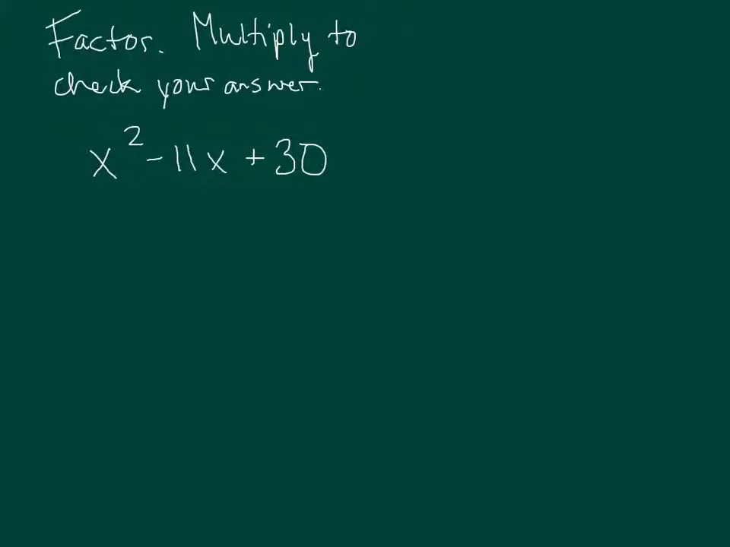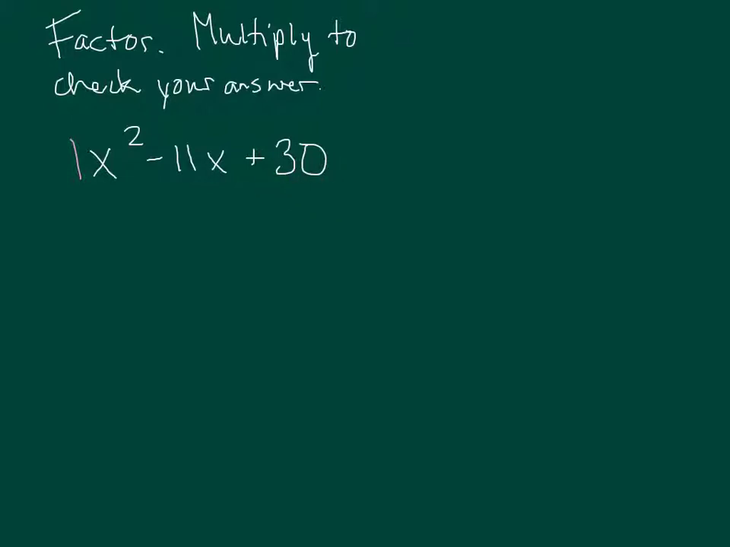Just to show how factoring and multiplying are related, we're going to factor this polynomial, and then we're going to take our answer and multiply it back through to see what's going to happen. So in the last video, I showed you how to factor using the AC method, where we look at the number in front of x squared, that's our a value, the number in front of x is our b, and the number without a variable is our c value.